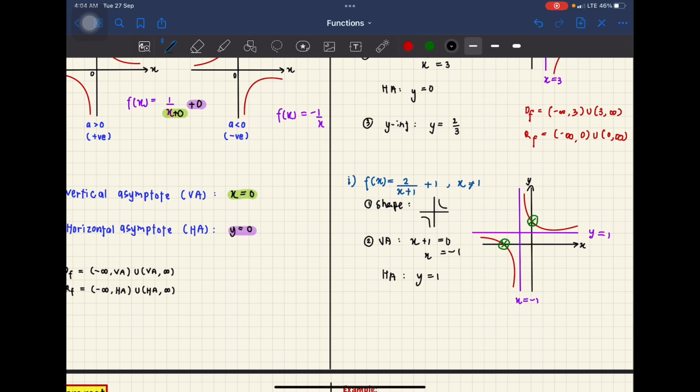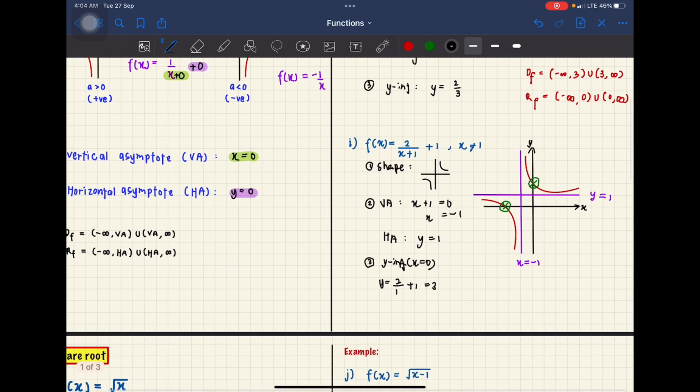Okay, so number 3 is finding y-intercept. So y-intercept is when x is equals to 0. Okay, so masukkan 0 dekat sini. So you have y equals to 2 over 0 plus 1 is 1, plus 1, so 3. Okay, that is your y-intercept.